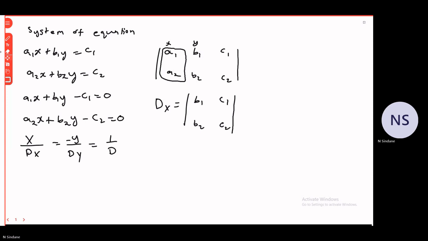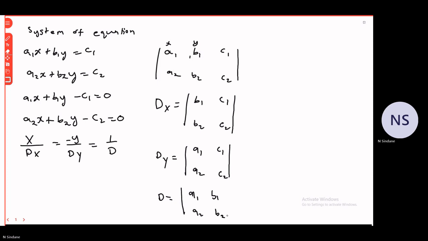Now we want to calculate dy. For dy, I'm going to close the column of y, so I'll have a1, a2, c1, c2. Lastly, to calculate the determinant, d is equal to a1, a2, b1, b2. That's how I'm going to calculate the determinant.